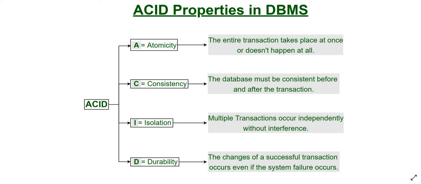Now the second one is the C in ACID properties, and it is consistency. What it says is the database must be consistent before and after the transaction. Let me explain this again with an example of the ATM transaction. It will help you have a clear idea of that. You need to withdraw money from your savings account.